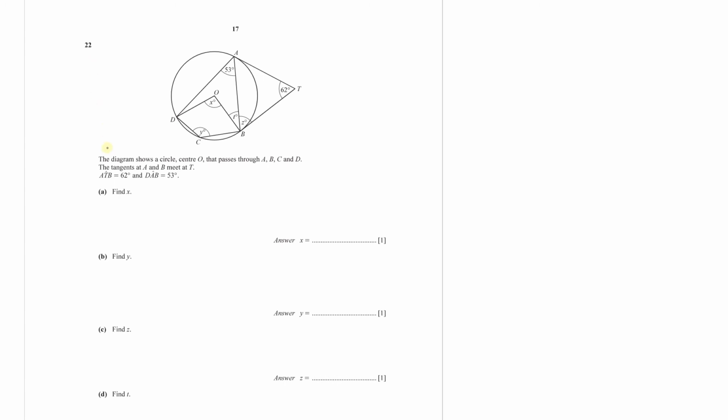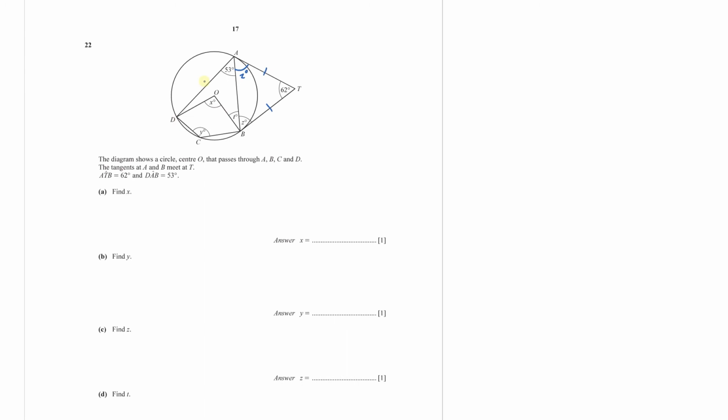So question number 22 is: the diagram shows a circle with center O that passes through A, B, C, D. The tangents are TA and TB and they meet at T. So these two are tangents from the same external point T. So you can use the property that two tangents that meet at the same external point are equal in length. So if this is z degrees, this will also be z degrees. Angle ATB is 62, so this angle here is 62, and DAB is 53. Find the angle X. So this is your angle X that you need to calculate.